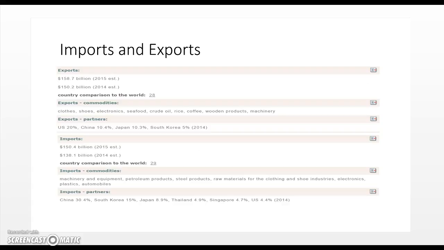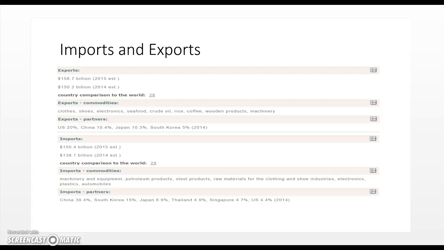Next, I have the imports and exports, and you see per year, the amount of money spent on exports is $158.7 billion in 2015. Usually what they export is clothes, shoes, electronics, seafood, crude oil, rice, coffee, wooden products, and machinery. They do a lot of exporting with the US, China, Japan, and South Korea, but mostly with the US.